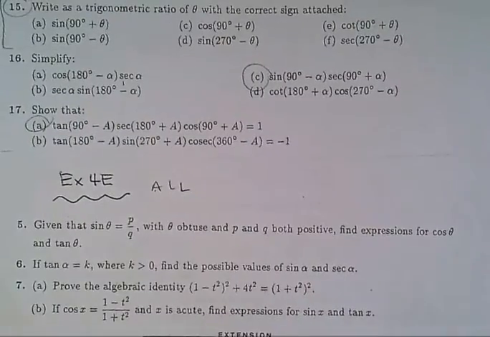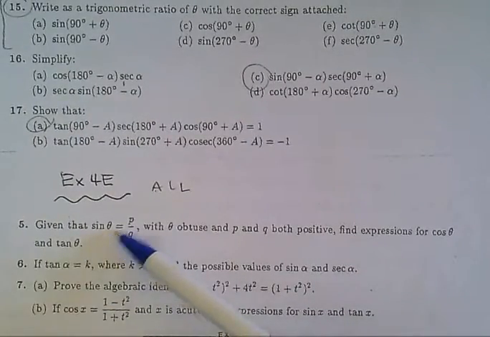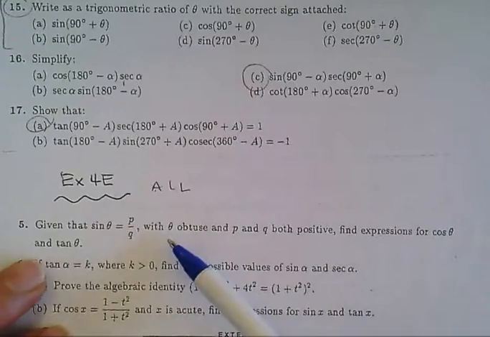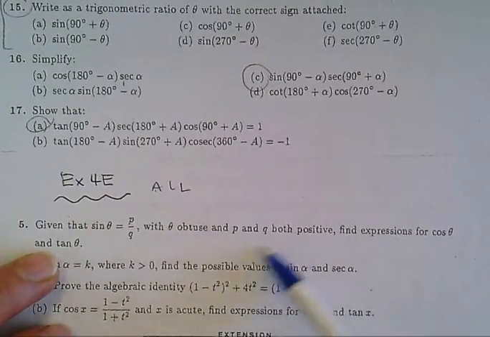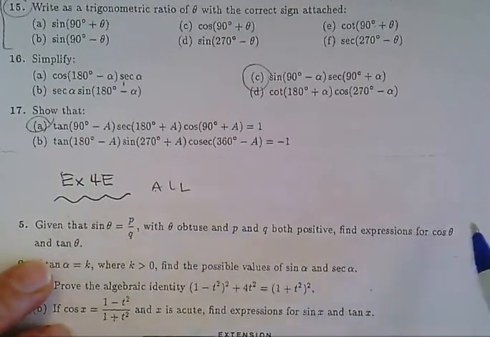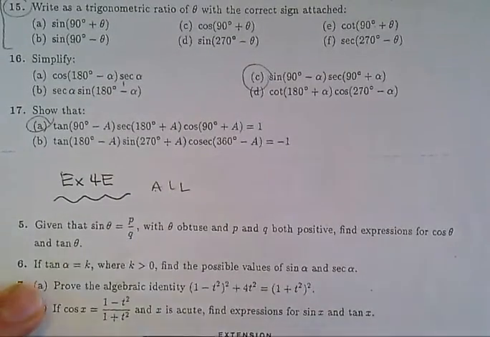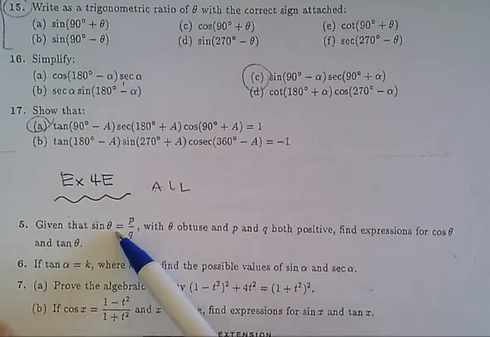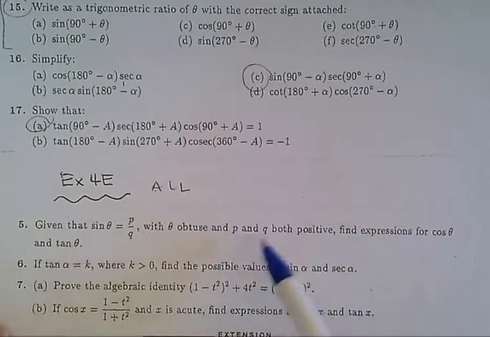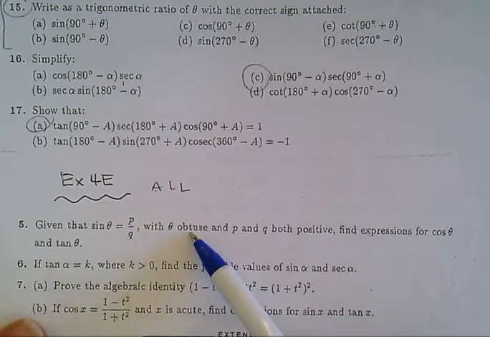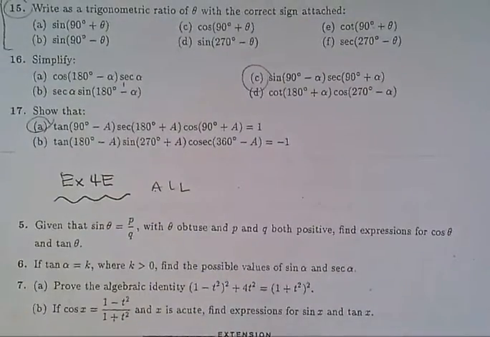Let's look at exercise 4E. Given that sine of theta is P over Q, with theta obtuse and P and Q both positive, find expressions for cos theta and tan theta. Do you know what to do with that? You would draw a right angle triangle. You're in quadrant 2. Do you want to have a go?